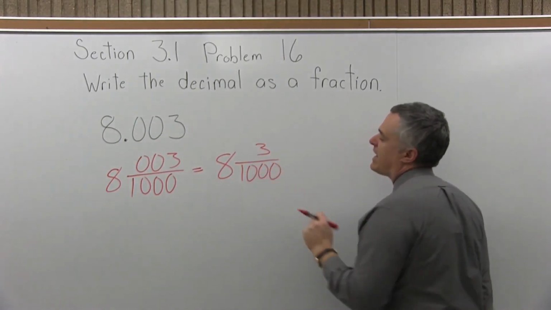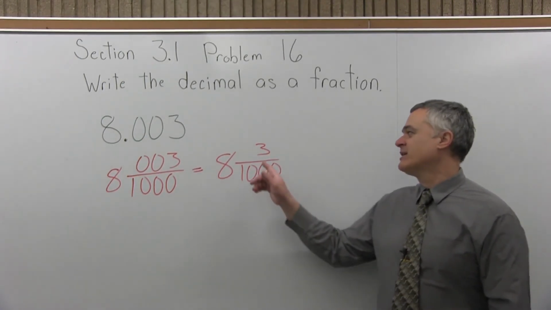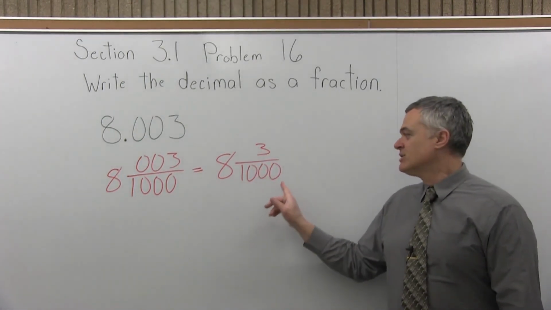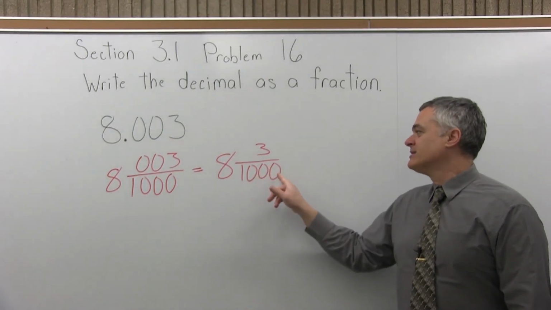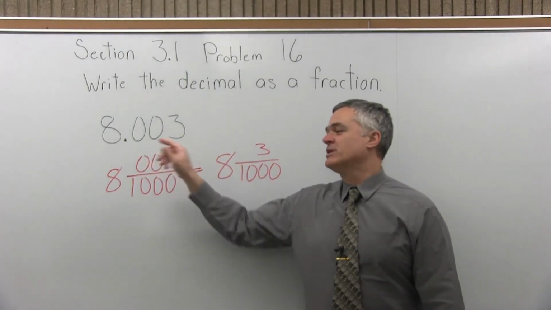Now the 3 and the 1,000 don't reduce. Nothing is going to divide into both 3 and 1,000 evenly. So at this point we're done. 8 and 3 1,000ths is the fraction equivalent of 8.003.